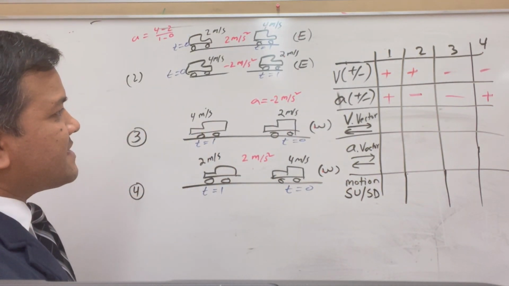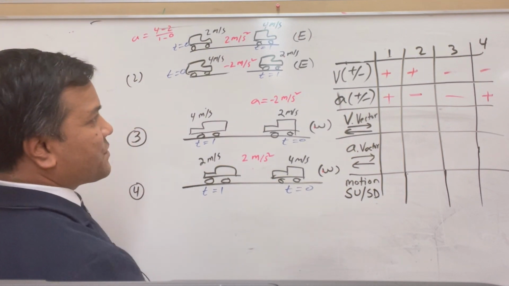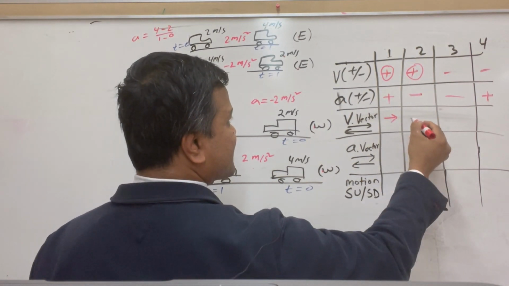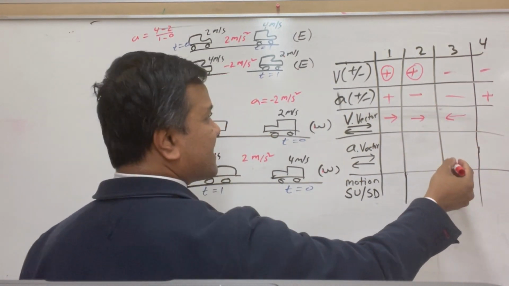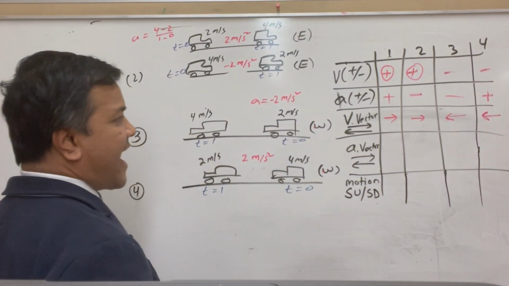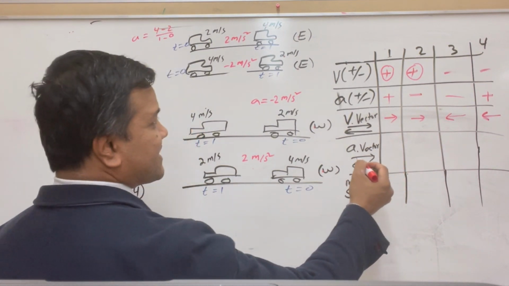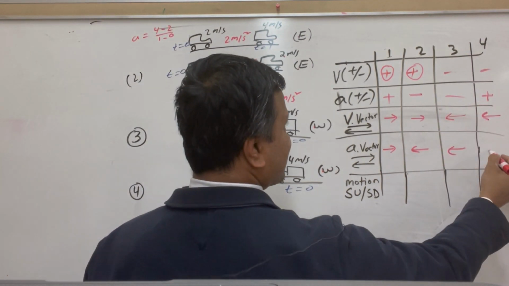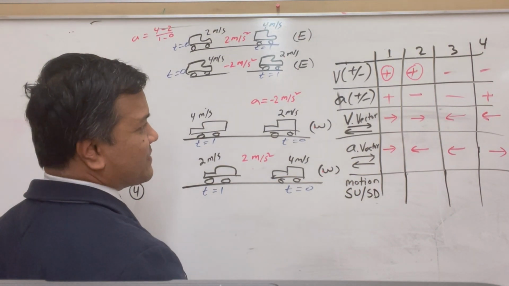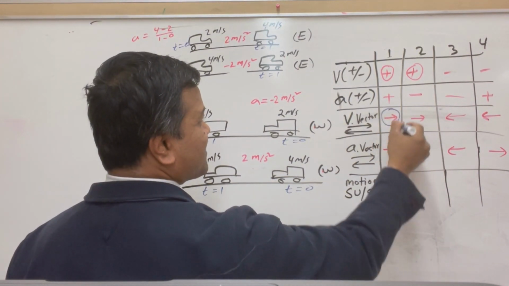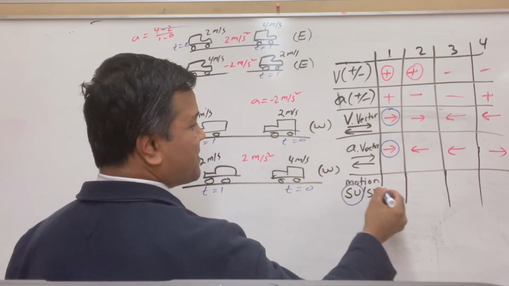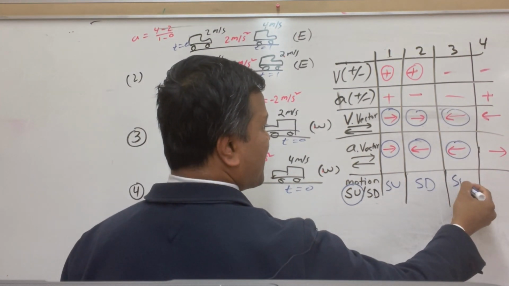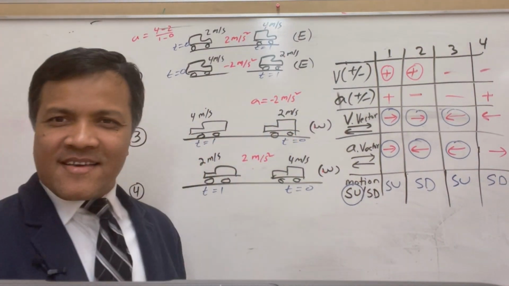All right, so velocity vector: positive is east, negative is west, negative is west. Acceleration vector: positive east, negative west, positive east. Okay, now we're going to make a conclusion. If the velocity vector and the acceleration vector are in the same direction, speeding up. Opposite direction, slowing down. Same direction, speeding up. Opposite direction, slowing down. And that's today's lesson.